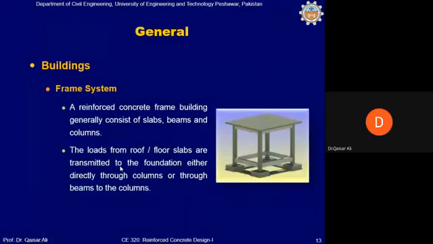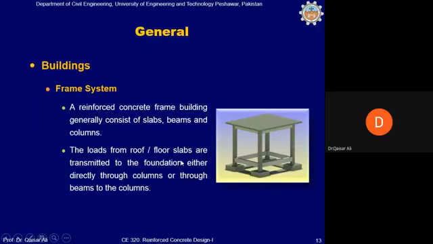A frame system, as you will see in this animation, if it is a reinforced concrete frame building, will consist of slab, beams, and columns. You can see these are columns. I hope you can see my arrow. This is a column, and these are beams beneath the slab, and you have a slab here.